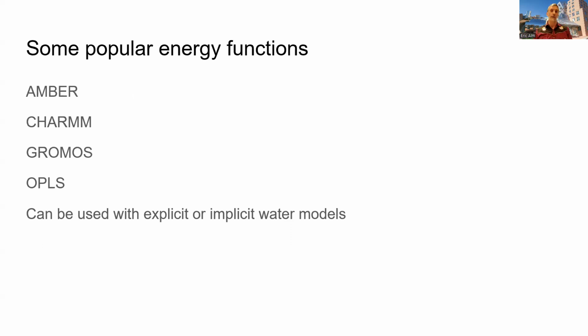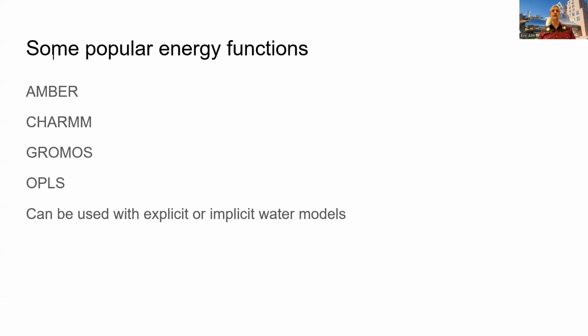Okay, so some popular energy functions that are used are AMBER, CHARMM, GROMOS, OPLS. These are collections of different terms in the energy function that cover everything we just talked about, in one package. Each of these has been parameterized to give optimal performance in different situations. A lot of these are used for molecular dynamics or protein structure prediction or refinement.